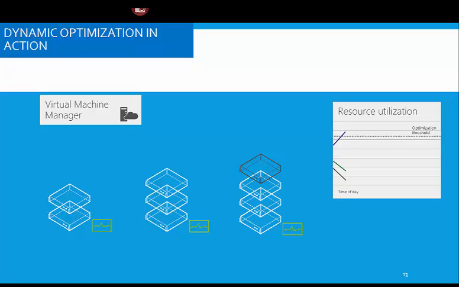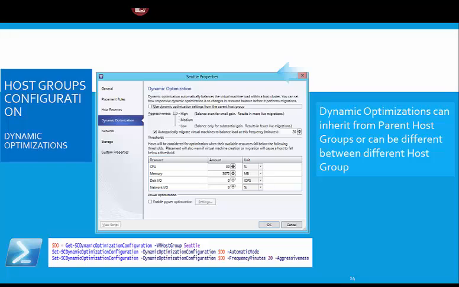So again, everything is now running optimally, but if that changes and it goes above the optimization threshold, SCVMM will automatically rectify that for us, always ensuring that the VMs and the hosts run as optimally as possible. If you're dealing with large environments with lots of hosts, this is a very, very cool feature for you to be able to use. Let's just have a look at how that looks within SCVMM.